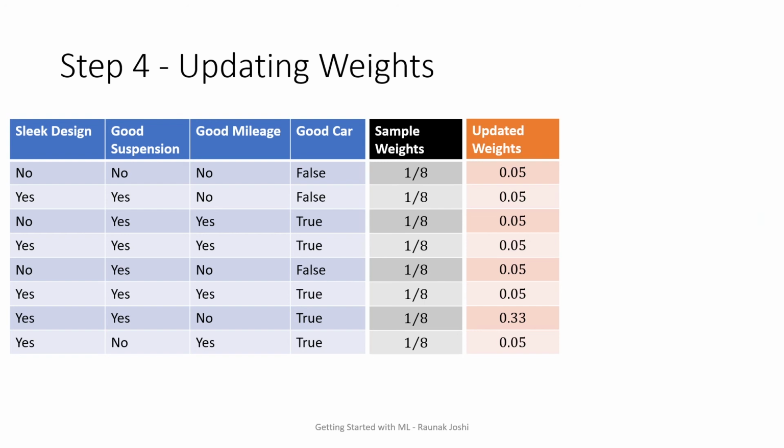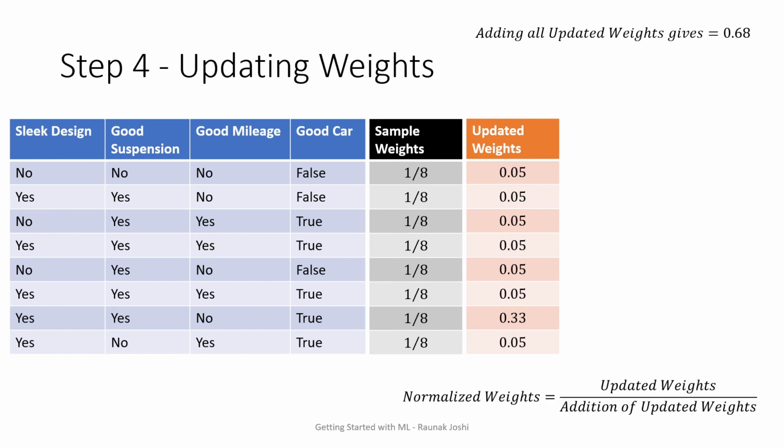Now we are coming to step 4, where we want to update the weights. So the way we update the weight is with the help of adding all the updated weights, which actually gives us 0.68. If we add 0.05, 0.05, 0.05, 0.05, 0.05, 0.05, 0.33 plus 0.05, so these are all the 8 values, we get 0.68. So we have to normalize these weights. So those will be our updated weights.